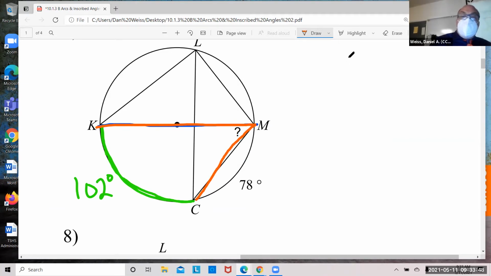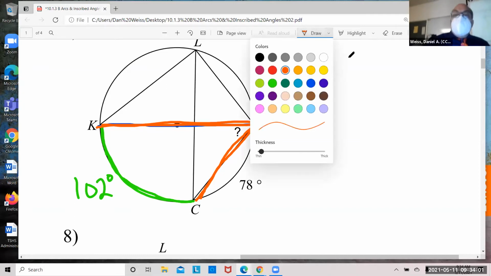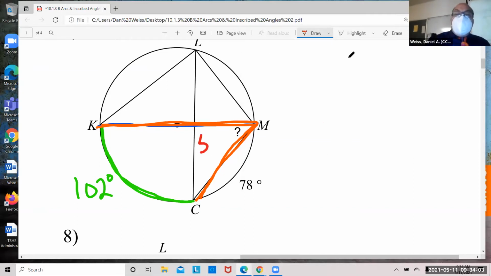This angle. Isn't that angle right there half of the green arc? Isn't that angle half the green arc? Yes. That angle is going to be 51 degrees. 102 divided by 2. Okay. Did that make sense?